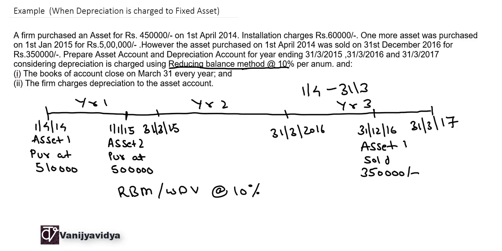Now we will be preparing one asset account, one depreciation account, and then working notes to calculate the depreciation on each asset. Then, one of the assets is sold, so we also need to calculate the profit or loss on the sale of asset. So first we will be doing all the working notes, and then we will be posting entries in the asset account and depreciation account. But for presentation purposes, you need to prepare the asset account and depreciation account first, followed by your working notes.